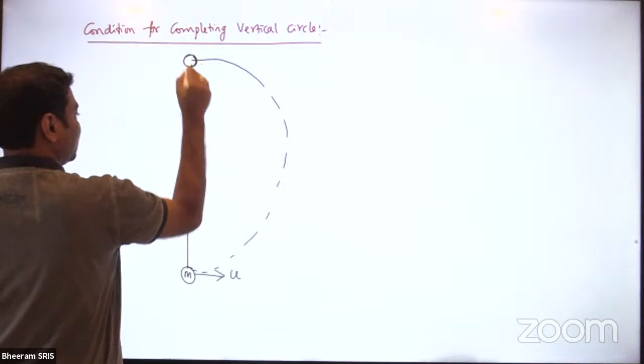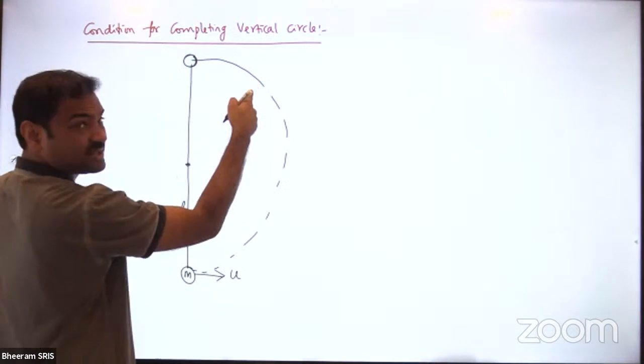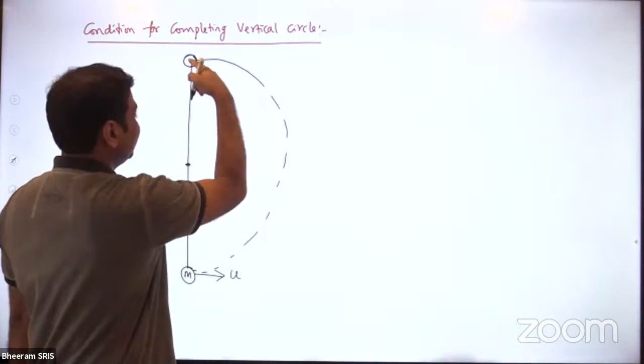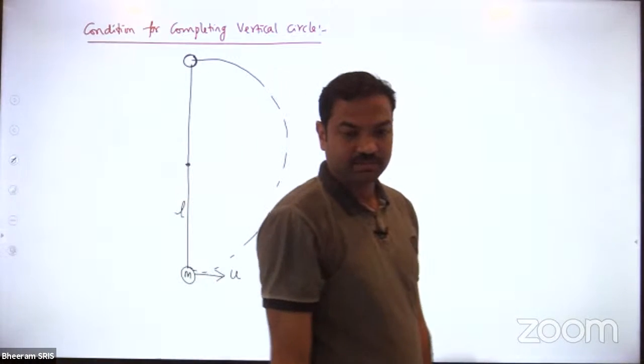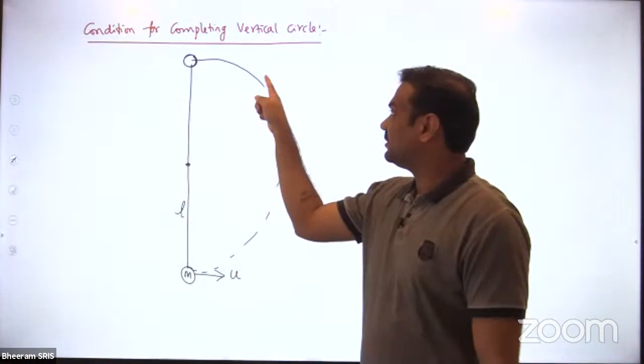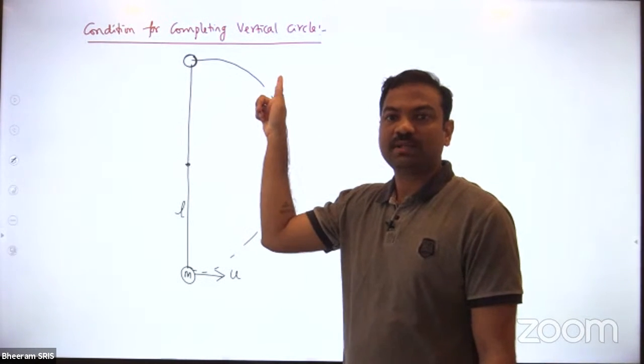Now there is no place where tension is zero. Suppose at some place tension is zero, then it will leave the circular path. Means tension should not be zero from here to here. Am I right? If tension is zero here, what happens? Then it will leave the circular path. It won't complete the circular path.